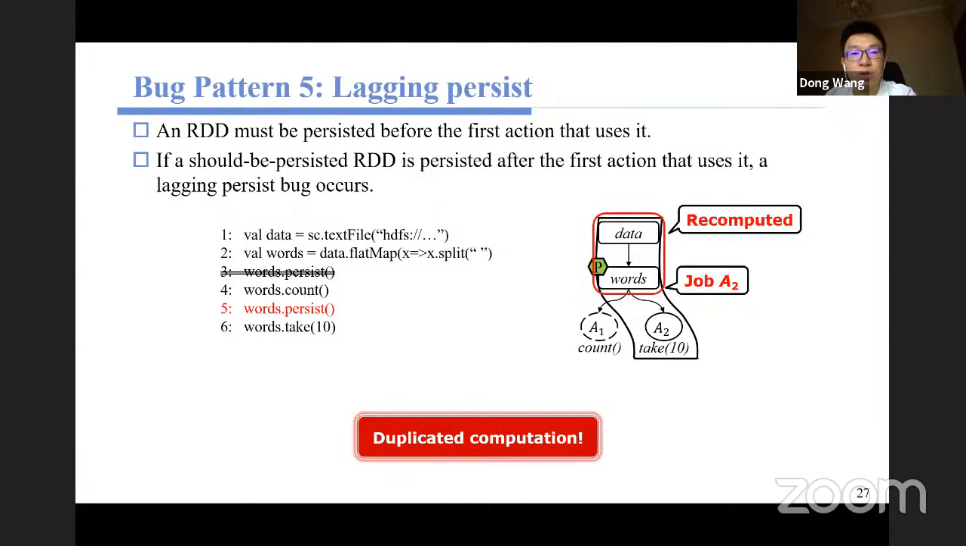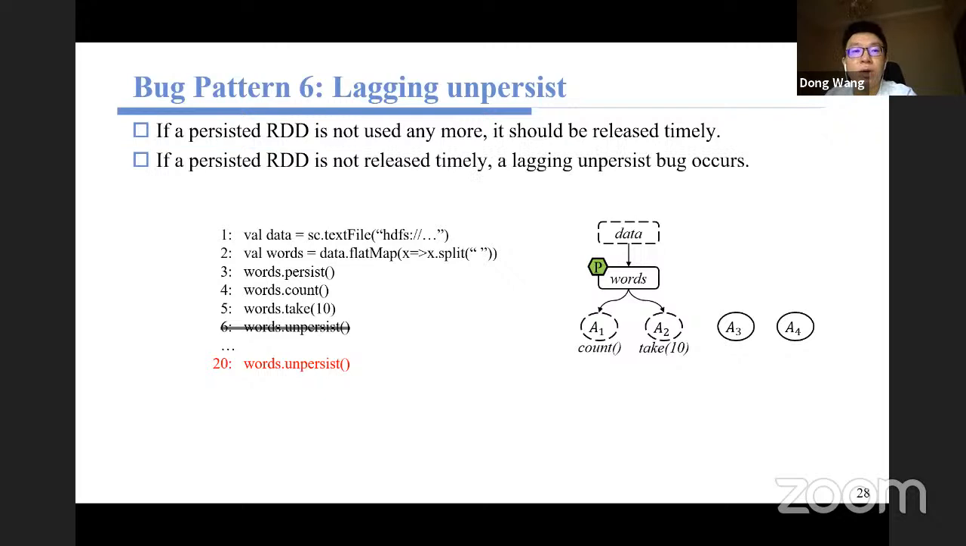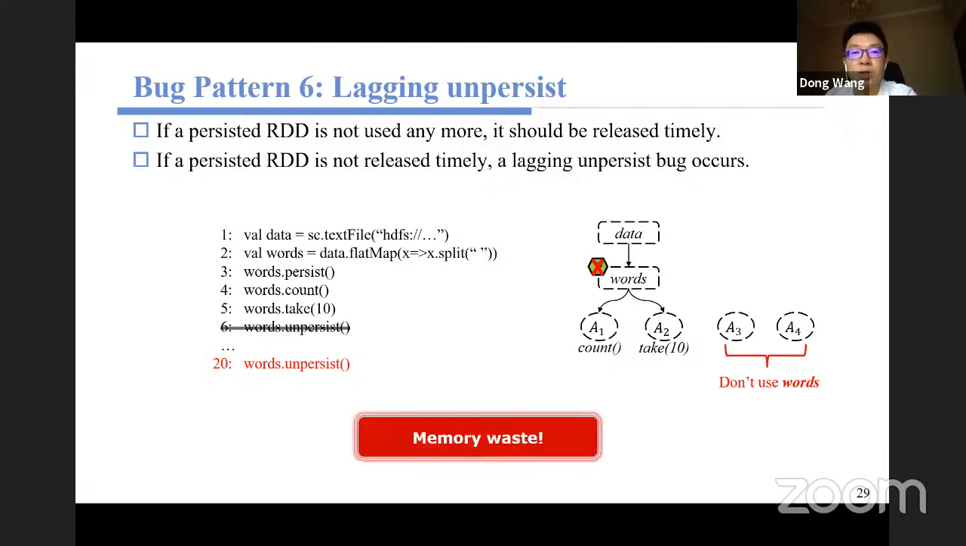Lagging persist bug can introduce duplicated computation. Unpersisting RDDs cannot be late either. We mentioned that if a persisted RDD is not used anymore, it should be released timely. So if a persisted RDD is not released timely, a lagging unpersist bug occurs. For example, job A3 and A4 do not use RDD words. Words is still stored in memory when A3 and A4 execute. After A3 and A4 finish, words is unpersisted. Thus, the lagging unpersist operation causes memory waste when executing A3 and A4.